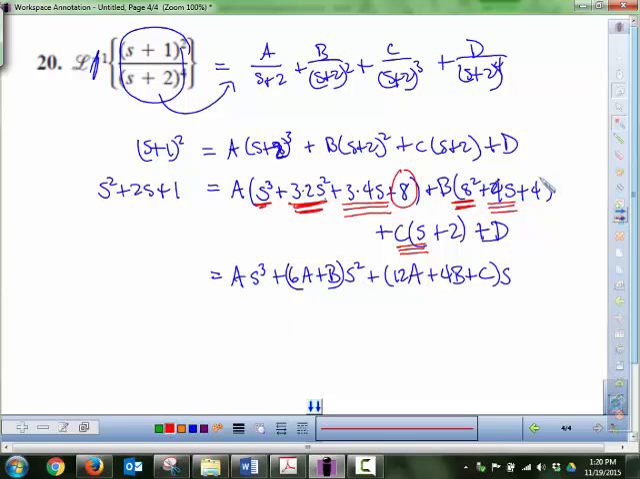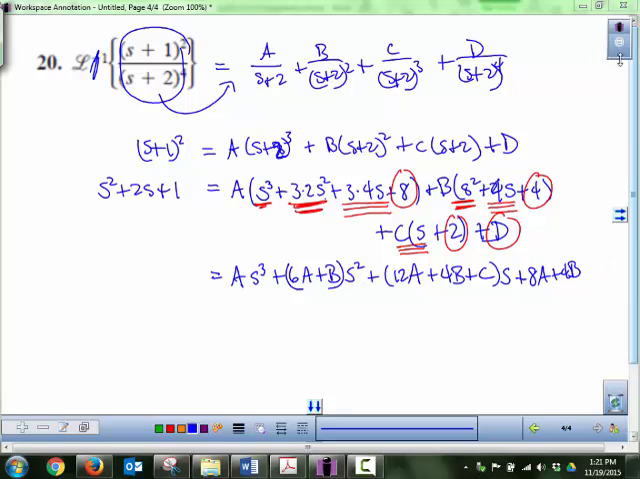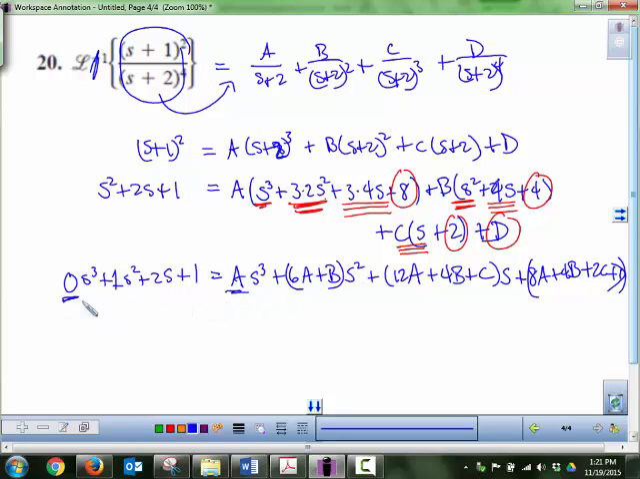And then all the other constant terms here would be 8A plus 4B plus 2C plus D. So this is the constant. All right, set them all equal to 0 times s cubed plus 1 times s squared plus 2 times s plus 1. So A is equal to 0.